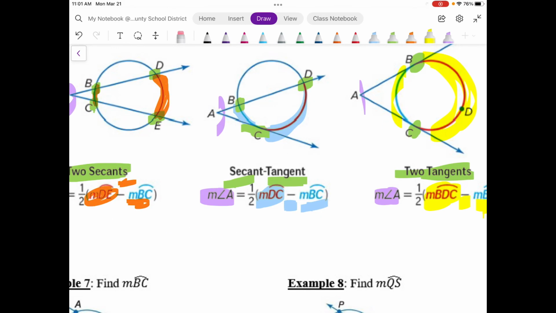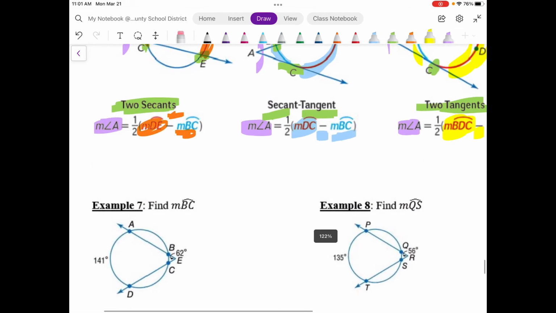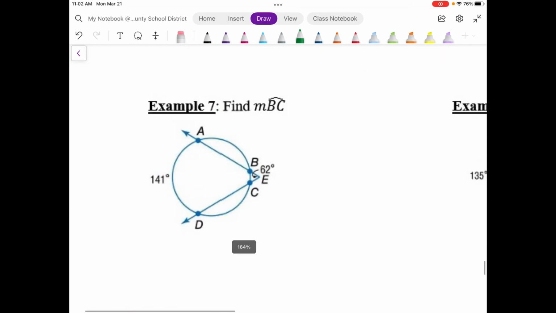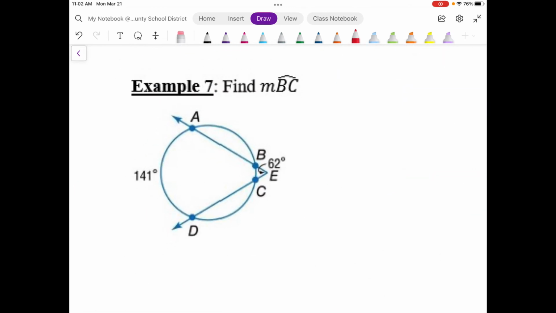Now you want to make sure you pay attention to what you're given, and so you might need to substitute the values a little bit differently, but the smallest angle equals outside minus the inside, whatever is closest to it. So if we go right into the examples, pay attention to what you're being asked for. So BC in this case, I'm looking for this, okay? So the smallest angle in this case is 62. So I'm going to say 62 equals the furthest arc away. The furthest one away is 141.